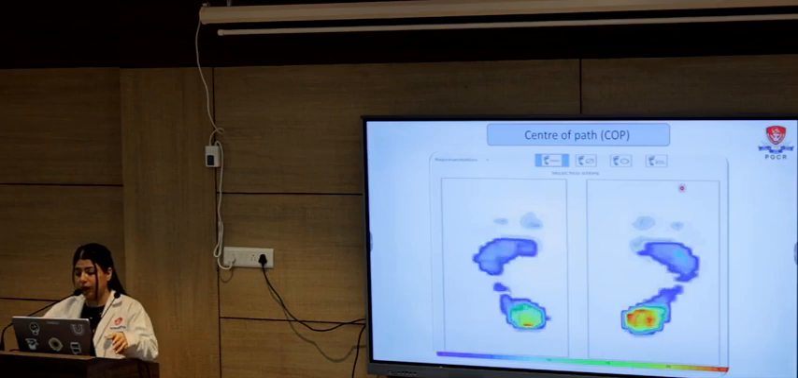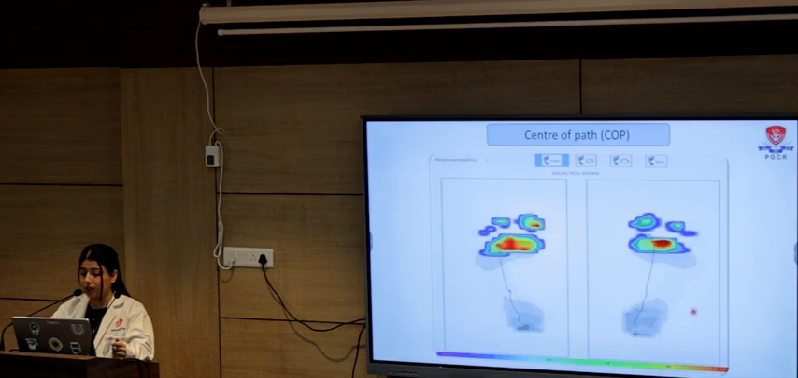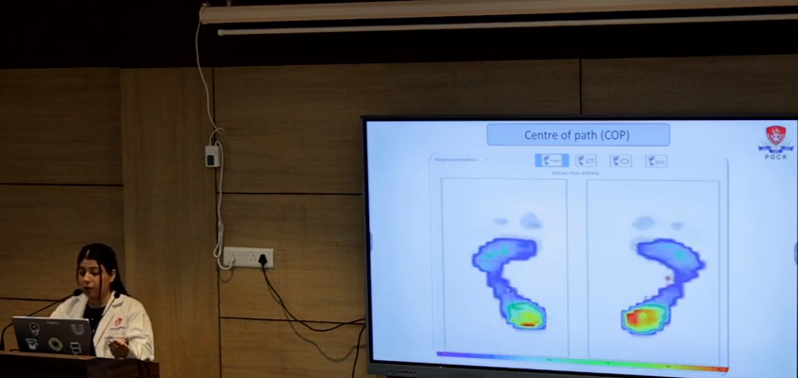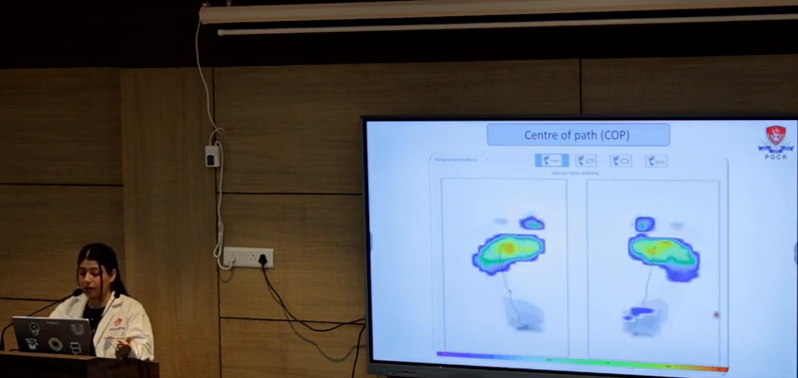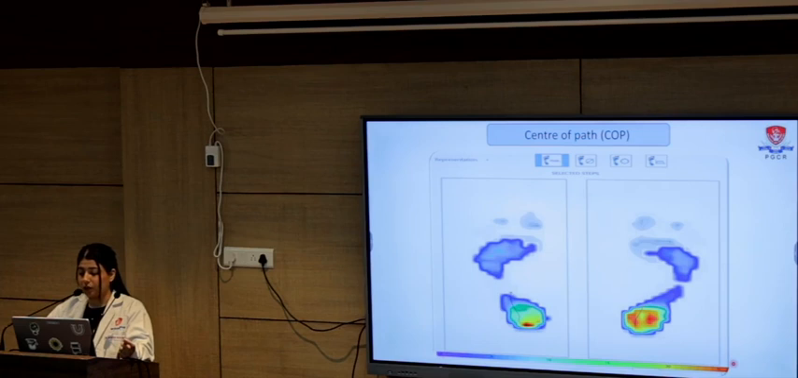The center of pressure path represents the movement of the point where the ground reaction force acts on the body. During gait, walking, the COP follows a smooth, curved path from the heel to the toes of each foot, typically forming an S-shaped trajectory. This movement represents the progression of the body's weight through the stance phase and is usually symmetrical in healthy individuals.